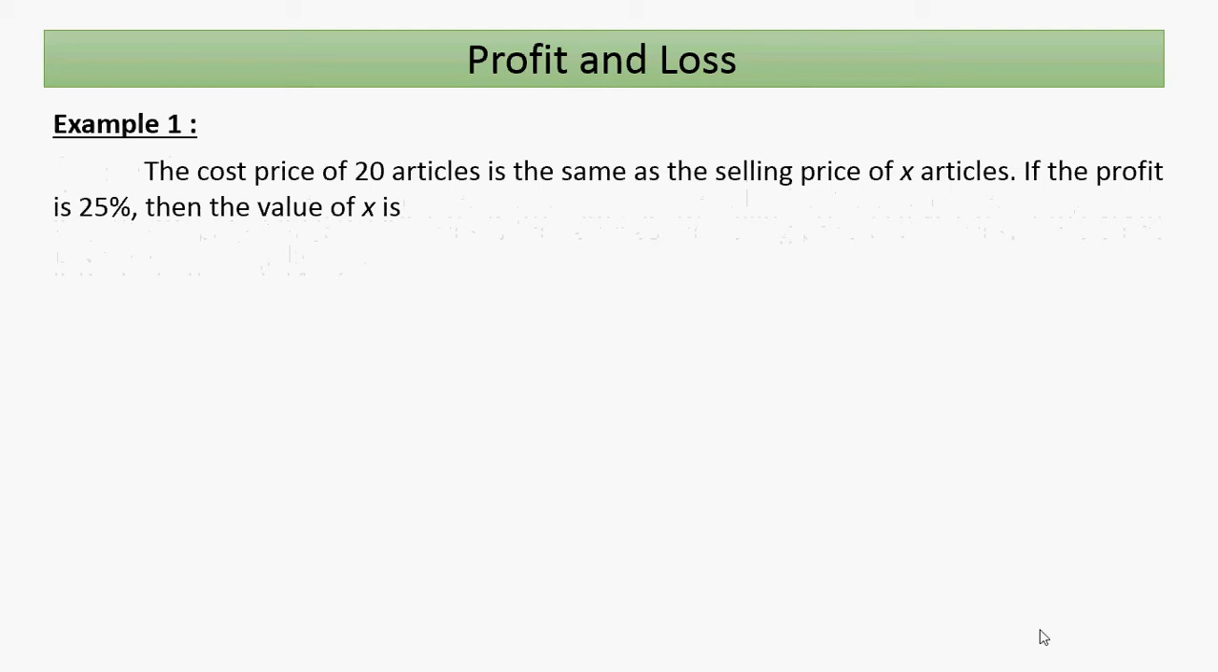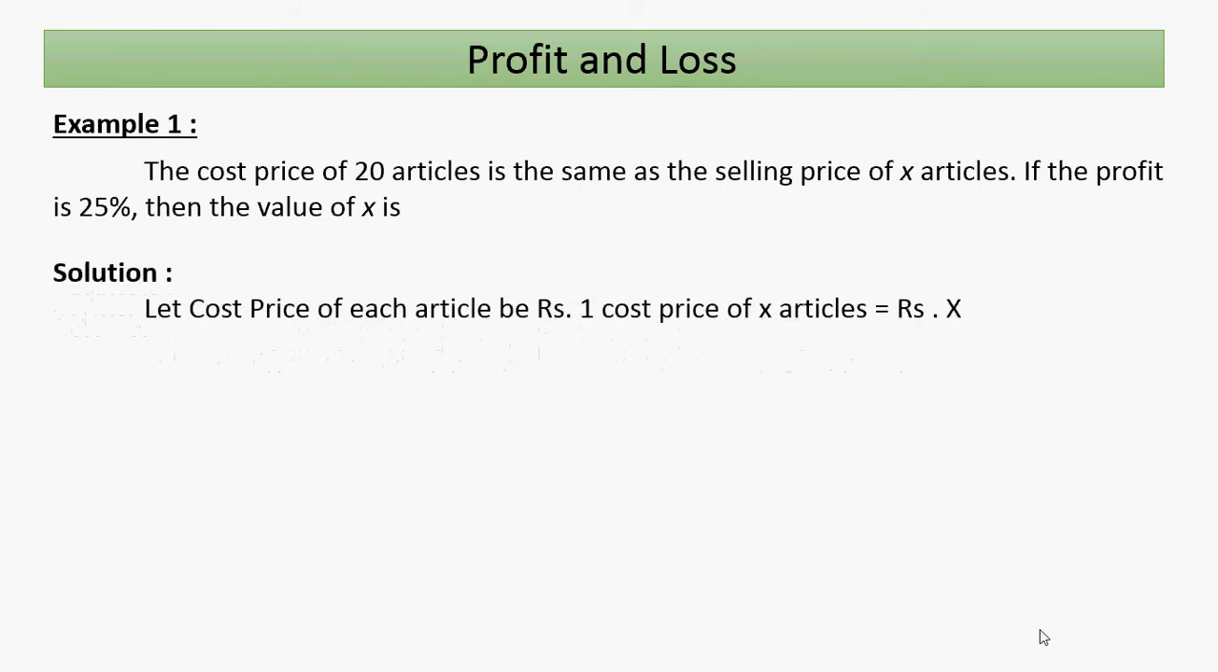The cost price of 20 articles is the same as the selling price of X articles. The profit is 25%, then what is the value of X? If we are selling the same articles at the selling price, how many articles is that actually? Let's assume the cost price of one article is 1 rupee, so the cost price of X articles is X.